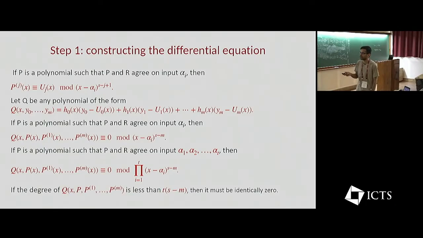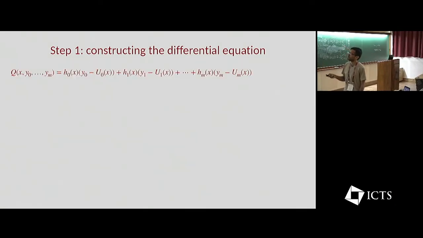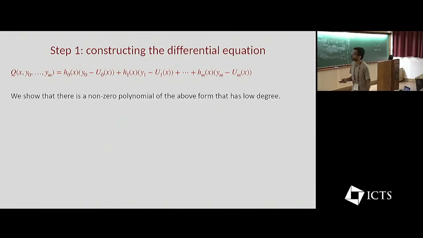At this point, if we can argue that the degree of this polynomial is not too large, in particular less than t times s minus n, then the only way this equation can hold is that this polynomial must be identically 0. So the only thing needed so far in order to get this conclusion is that q should have low x degree. If q has small x degree, we can put a bound on the degree of this composed polynomial, and then everything will follow through. Great. So we are looking for a polynomial of this form. The hi's we are free to choose, and we want to ensure that overall the x degree of q is small and q is non-zero.